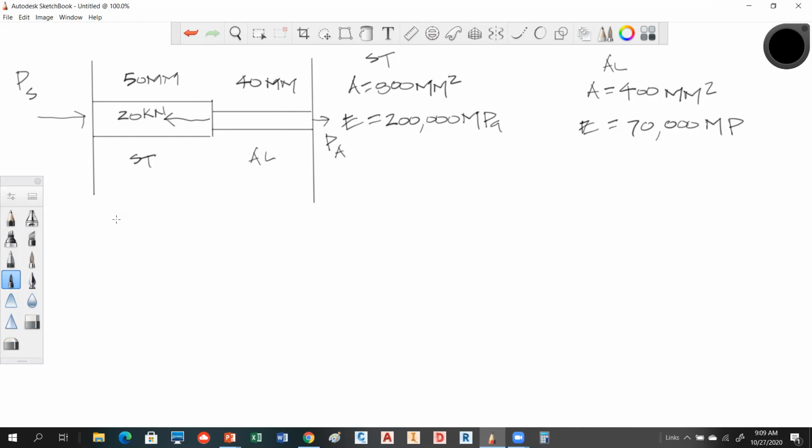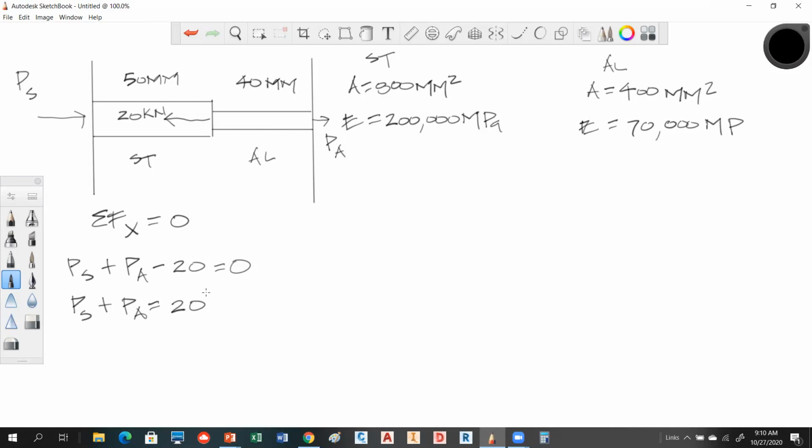So from a static standpoint, we would say that the sum of forces in X has to equal 0. So we would have P of steel plus P of aluminum minus 20 kilonewtons has to equal 0. And so all that really tells me is that the force of the steel plus the force in the aluminum is 20 kilonewtons. Everybody follow me so far?